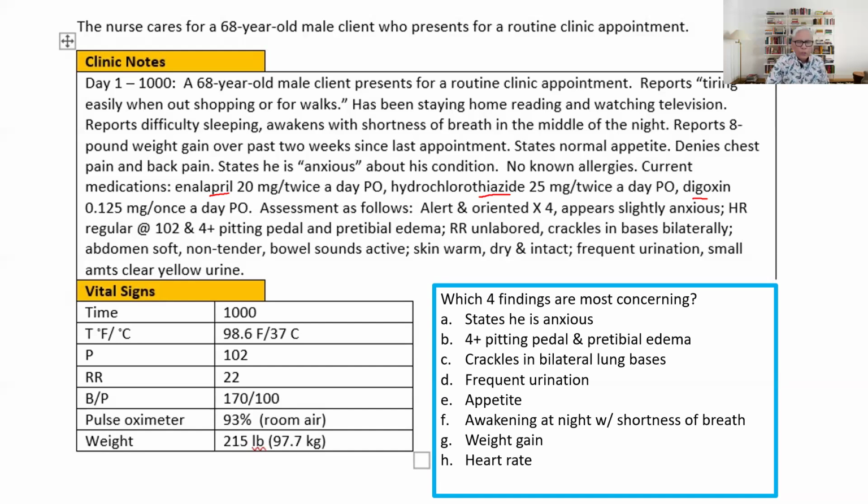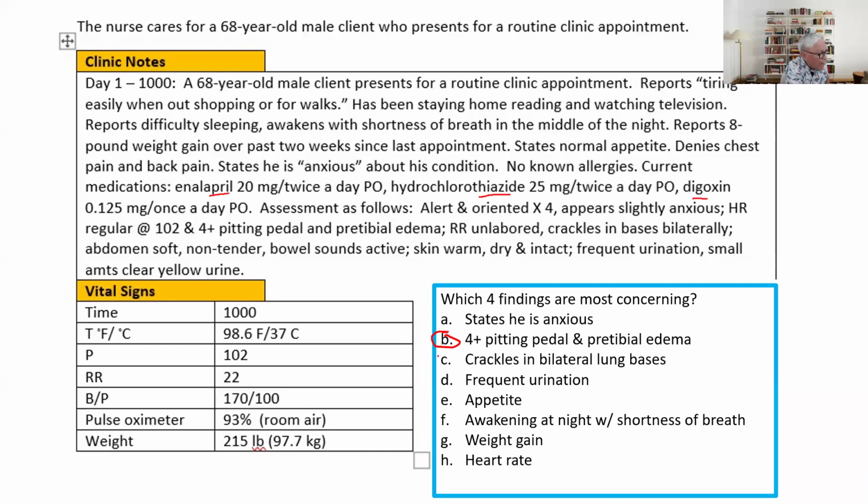Okay, so when you're answering this question, you're trying to see what could be happening to this patient. Because of the weight gain and the findings mentioned here, it possibly leads to heart failure. So what findings would be consistent with heart failure? The 4+ pitting edema and pretibial edema is concerning, because this is a sign of worsening heart failure.